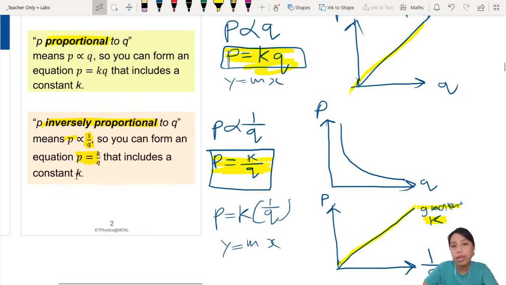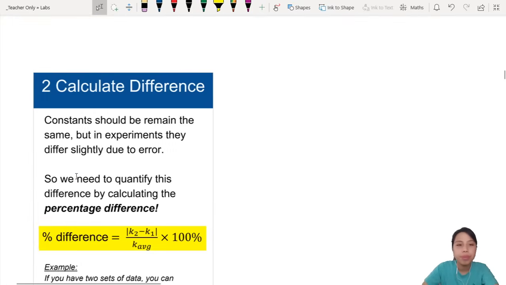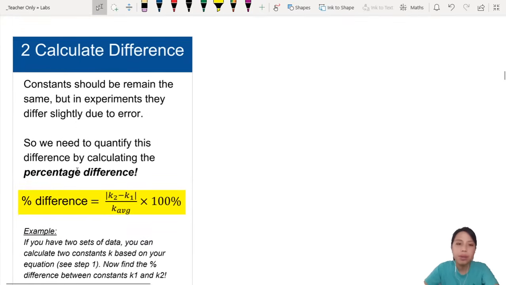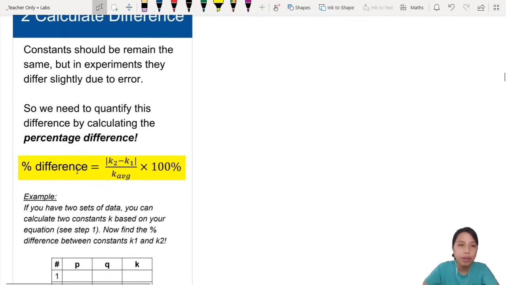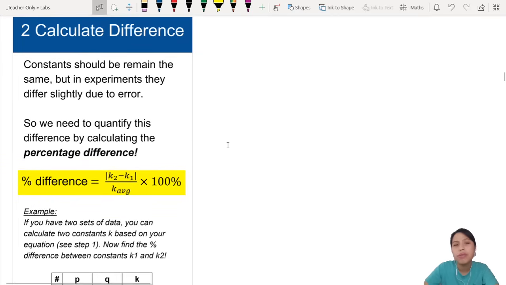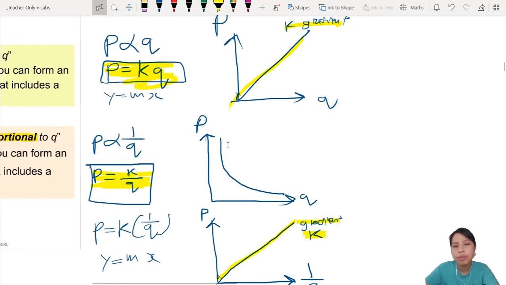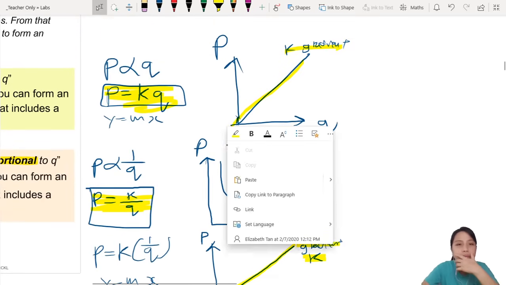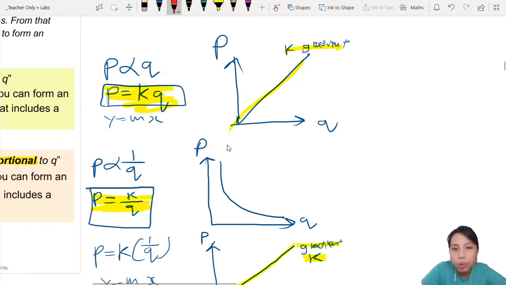Alright, so we know we have an equation. What do we do next? First step, find the equation. Second step, you need to calculate the difference in values. You're like, Miss, why the difference? Let me rewind a bit. Let's look at the first graph. If you choose a point here, you will get a K value. So K here will be K1, P over Q. You calculate that value. Then you choose some other point.